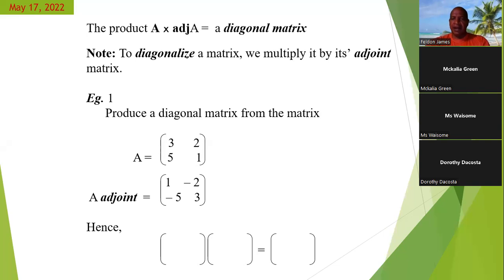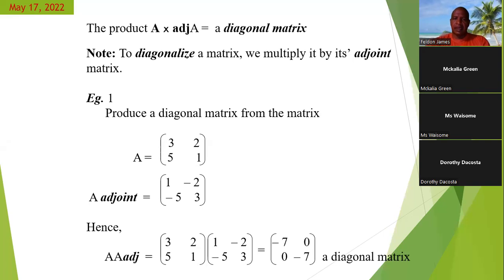All right, Ms. Cabrera, have you worked out what the result is supposed to be? Yes, I got 7, then 0, then 0, then 7. Is it positive 7 you got or negative 7? -7. All right, so this is what you should get after you multiply A times its adjoint.